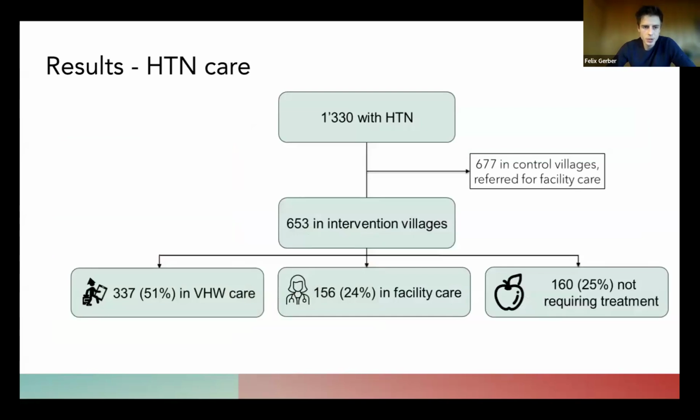And then here, just some preliminary outcomes now from our intervention. You know that half of our people are living in control villages where no drugs are offered by the community health workers, while in the intervention villages, community health workers are offering medications. And after 1 year, we see that about half of the people with hypertension are in care by the community health workers, while 1/4 is still in facility care, maybe because they have more complicated disease or because they prefer to go there, and about 1/4 did not require treatment anymore.